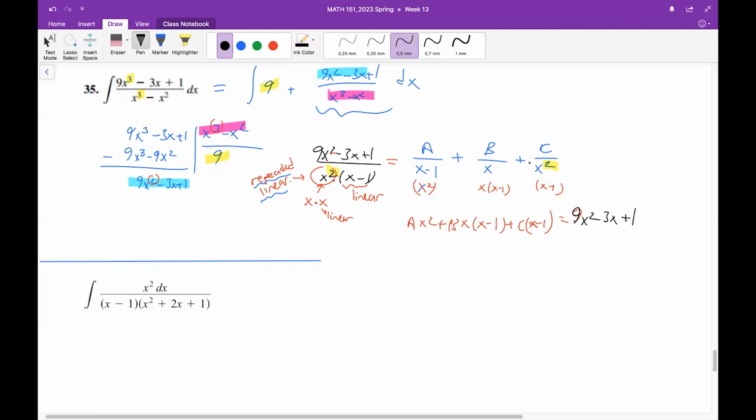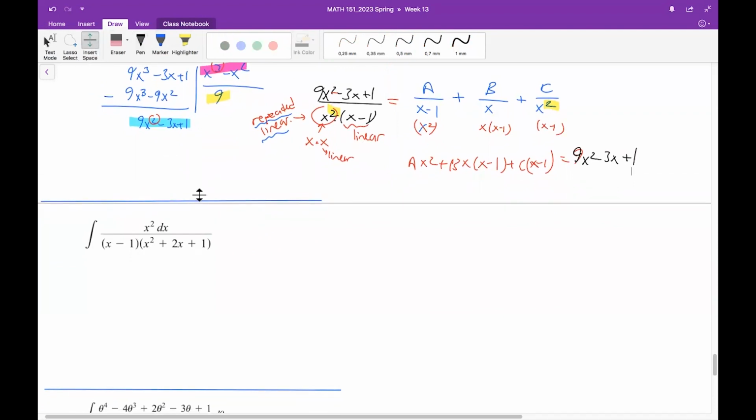Look at how simple the integrations are after finding the partial decomposition. From the right side, integration is so simple. From the left, it is impossible if you don't decompose it like that.